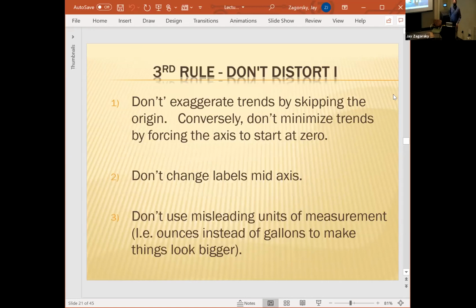Don't exaggerate trends by skipping 0. Conversely, don't minimize trends by not skipping 0. And it's a kind of art here. So just try not to distort the data. Sometimes you get rid of it, sometimes you don't. It's a little hard. Don't change labels mid-axis. Don't use misleading units of measurements, ounces instead of gallons.